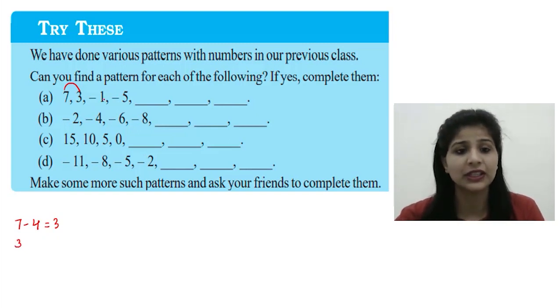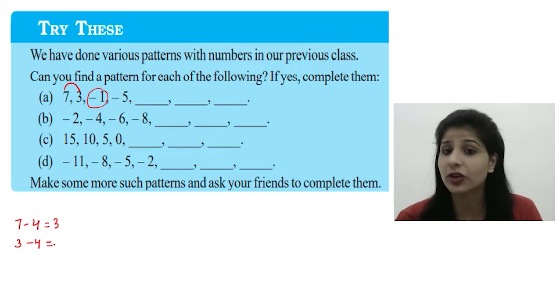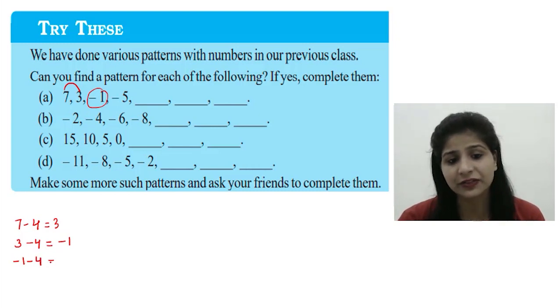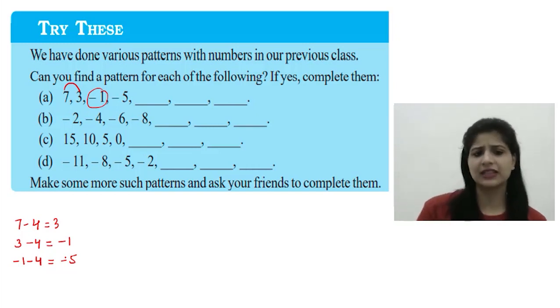Now from 3, you are getting minus 1. Let's try to subtract 4 again. Are we going to get minus 1? Yes, we will get minus 1. Now from minus 1, if again we subtract 4, will we get minus 5? Definitely we will get minus 5. So the pattern is what? There is nothing much happening.